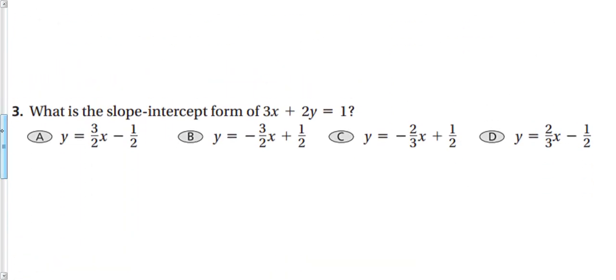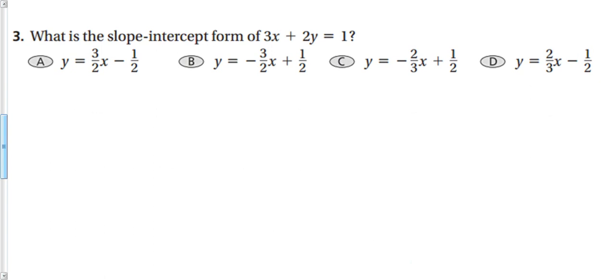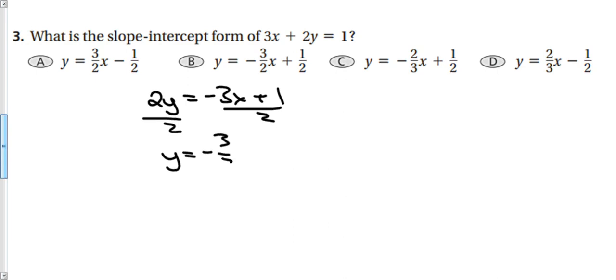What is the slope-intercept form of this equation? Well, get y by itself. Subtract 3x from both sides first. That would give me 2y is equal to negative 3x plus 1. Divide both sides by 2. So y is going to be negative 3 over 2 x plus 1/2, which would be b.